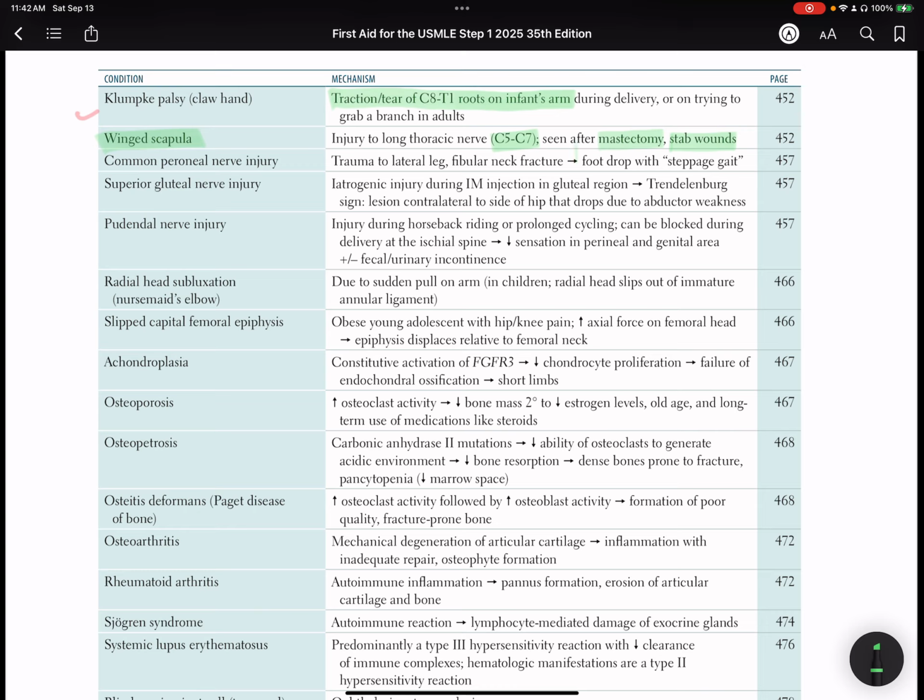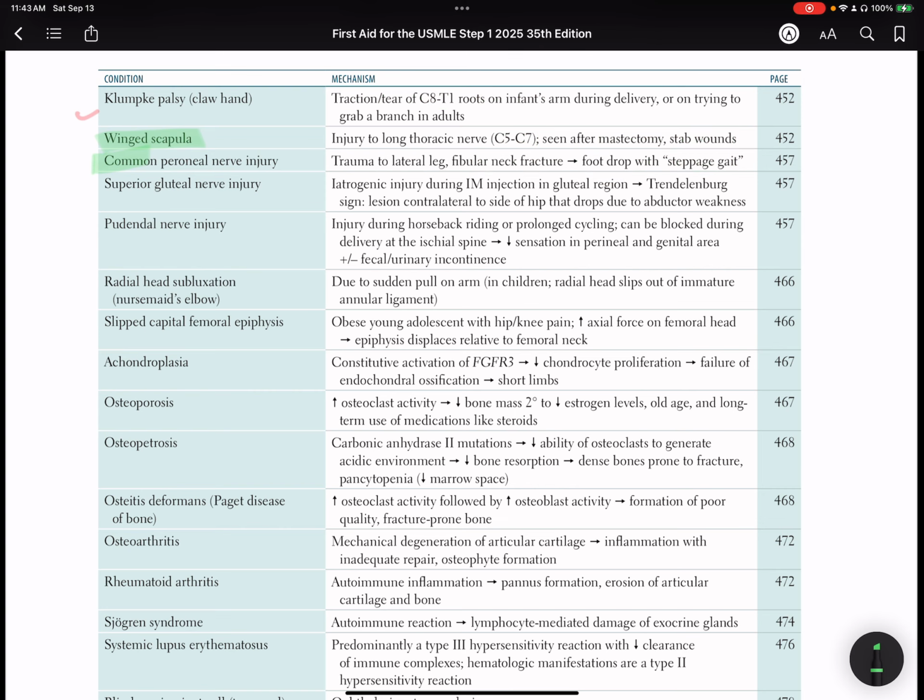Next condition is common peroneal nerve injury. Common peroneal nerve injury is caused by trauma to lateral leg or fibular neck fracture. You see foot drop with steppage gait.